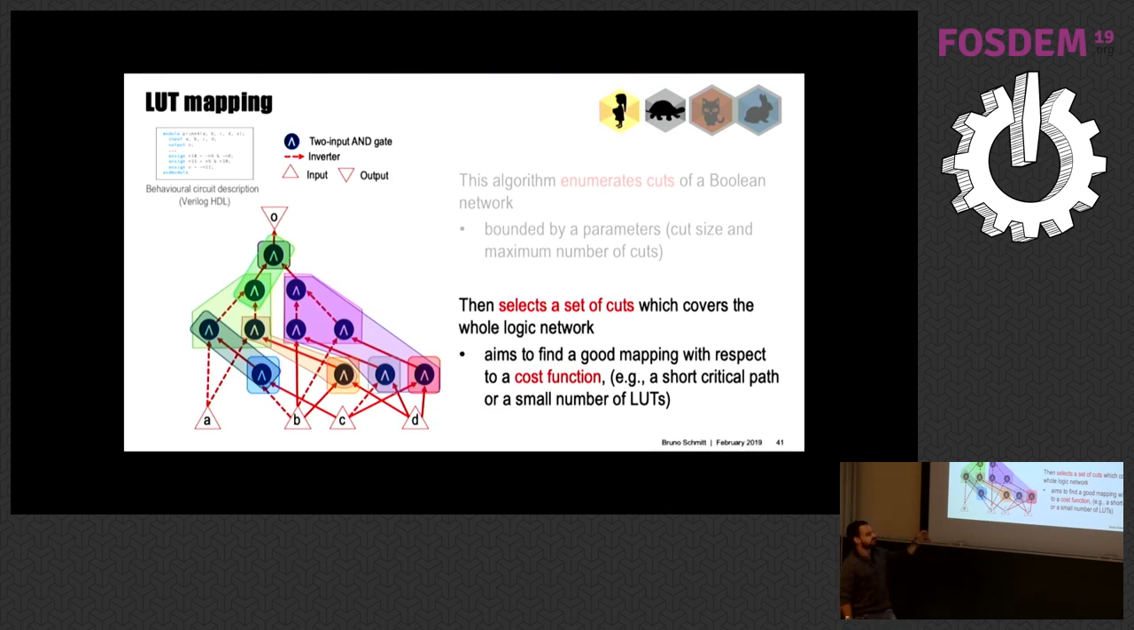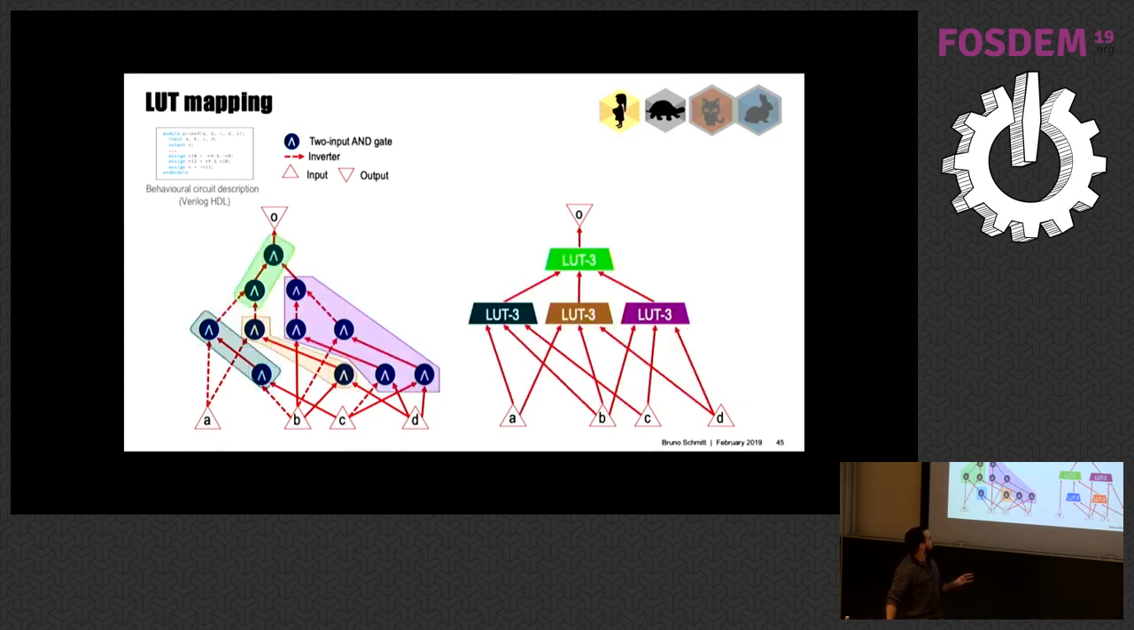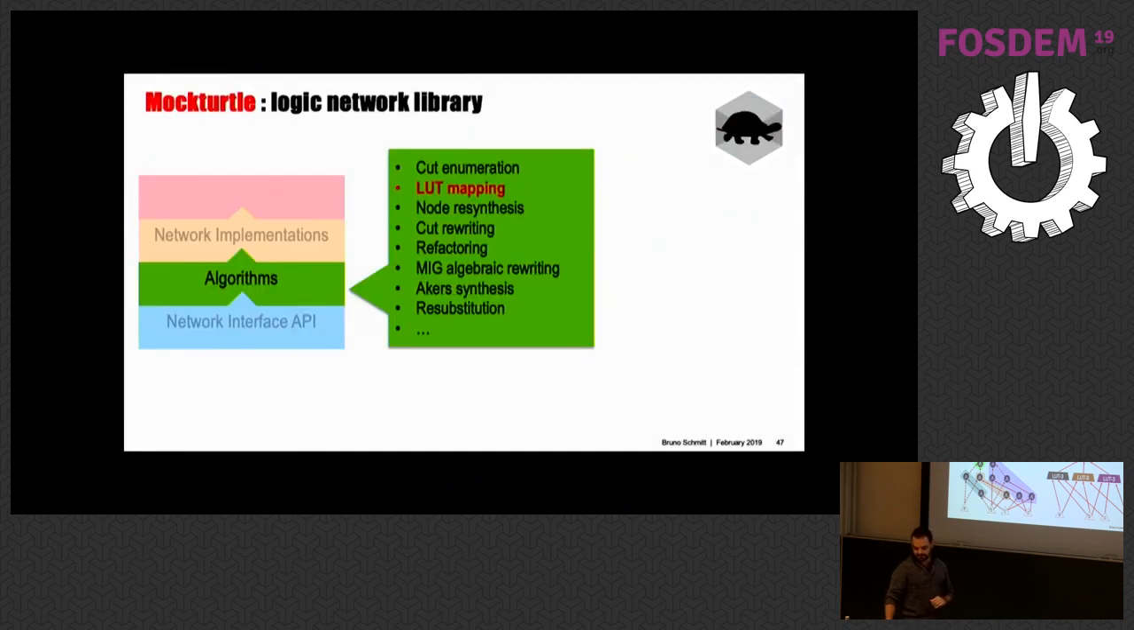And our aim here is to find a good mapping with respect to some cost function that you can define. Maybe you're interested in a shorter critical path delay, or maybe you're interested in using a smaller number of LUTs. So by selecting different cuts instead of having this mapping, we could do it slightly better, or we can do it even better, minimizing not only the number of LUTs, but also the number of logic levels in this network. So by now, I could say okay, I'm done, but there would be no fun. So let's look at how to do a bit of optimization using mockturtle.